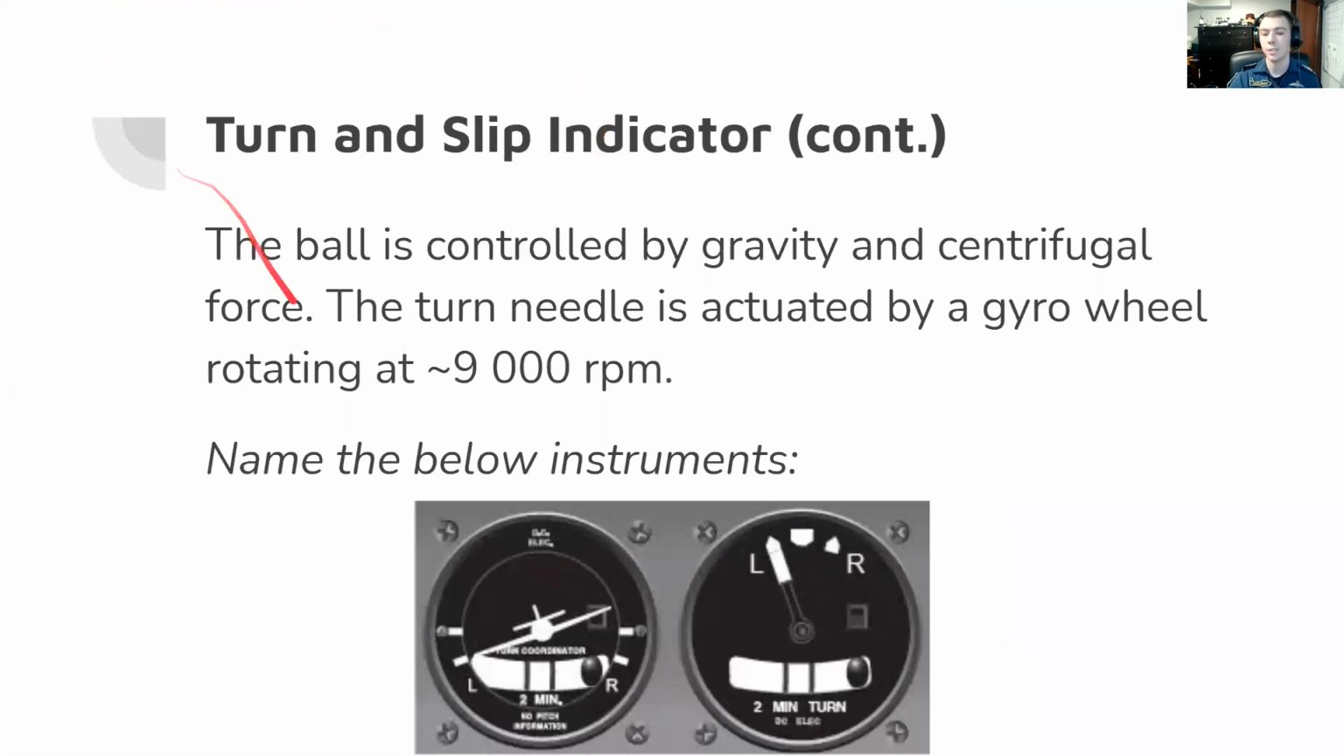Just a continuation of this here. This is what we have in the Cessnas in general, and some of the gliders have this more basic version, but not many of them. So the ball is controlled by gravity. This ball is very heavy. It's suspended in a fluid, and it's just going to point toward the ground.